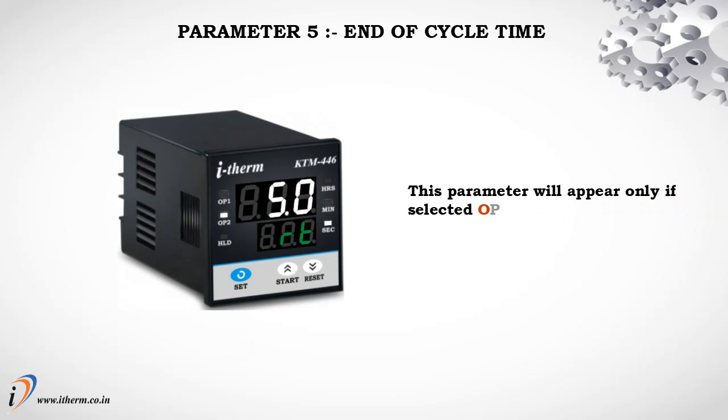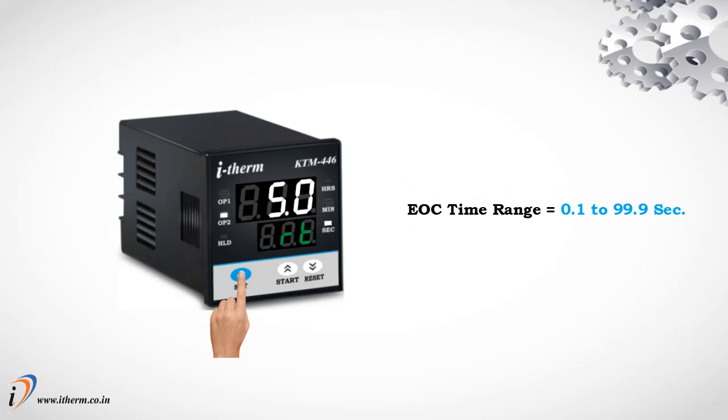Parameter 5, end of cycle time. This parameter will appear only if selected output 2 function is end of cycle time. End of cycle time range 0.1 to 99.9 seconds.